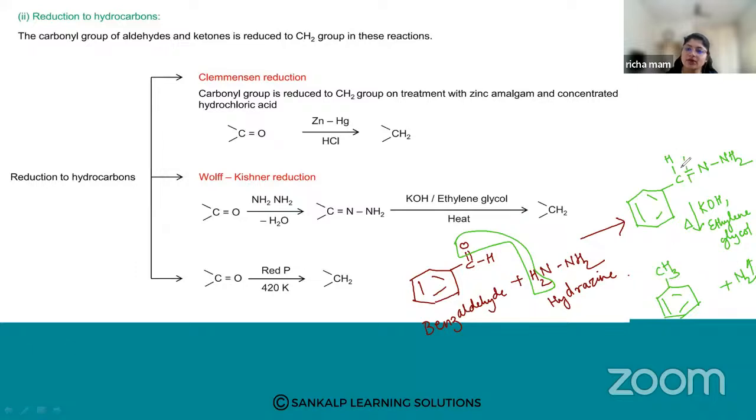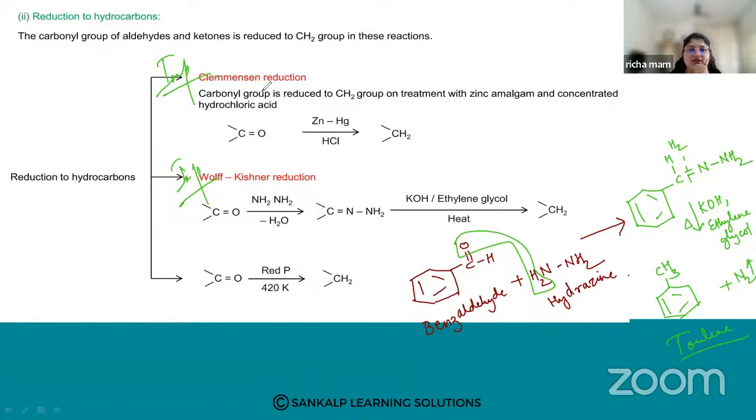So across this double bond, again we are going to add H2. So this becomes toluene. Okay, you get a toluene. So this is the hydrocarbon which we get in Wolff-Kishner reduction. Okay, is it clear? Yes.